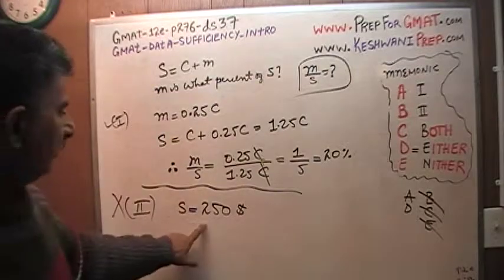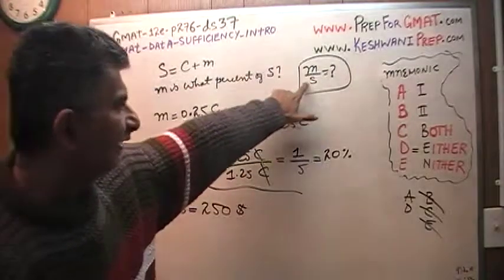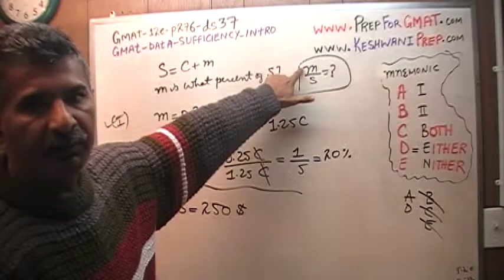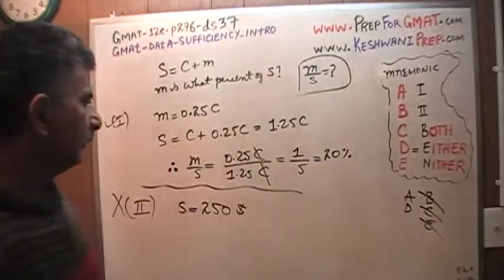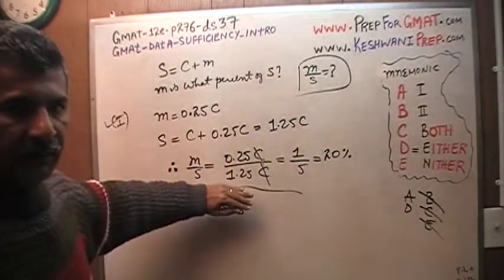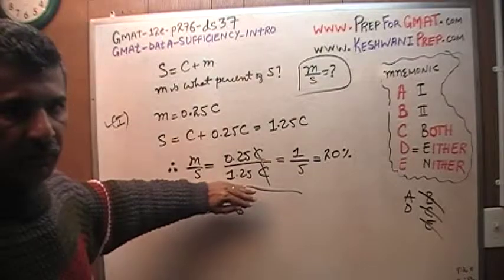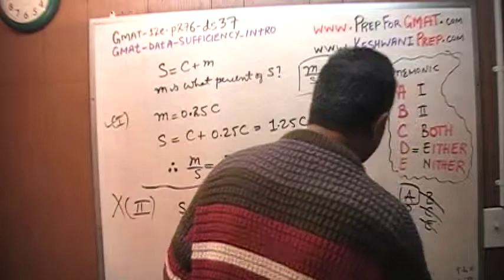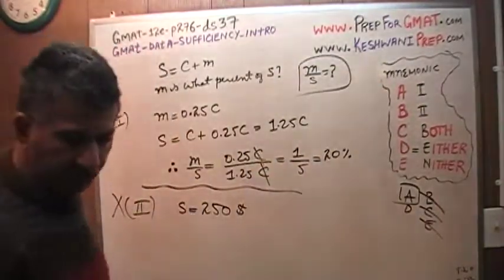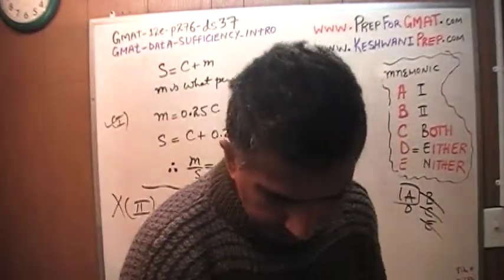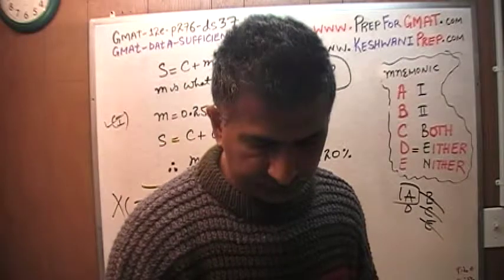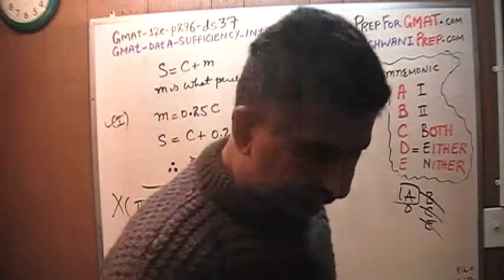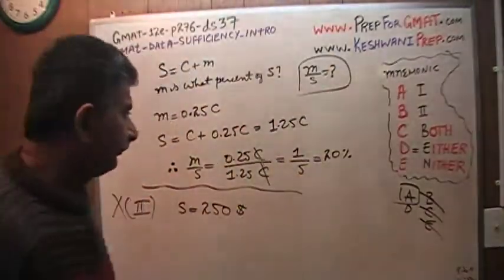You see, here we know the absolute amount. We know it is $250. Well, how do we figure out the M, the markup? There is no way to figure it out based on the information given in statement 2 alone. So the answer is A. That's all. The answer is A. And we are done as far as this thing is concerned. That's how straightforward and simple it was.